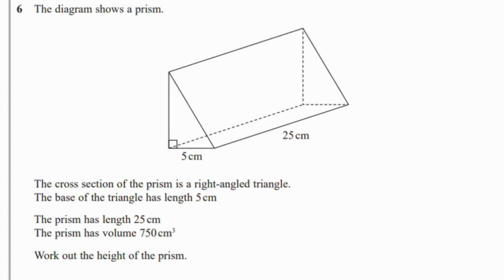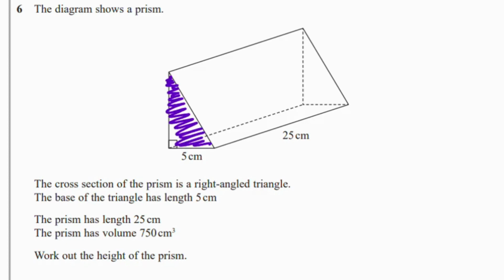Okay, here we're going to do question 6. The diagram shows a prism. So this is, as I can see, a triangular based prism. So the cross section of the prism is a right angle triangle. So that's this bit here. This is what we call the cross section, kind of the top of the prism.